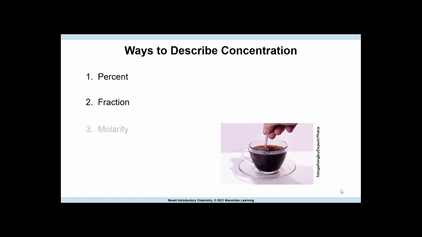Okay, so ways to describe concentration. There are several ways to describe concentration, and each has different applications. Ways of describing concentration include by percent, by fraction, and molarity. In this section, we're going to discuss the first two, and molarity we're going to discuss in the next section.